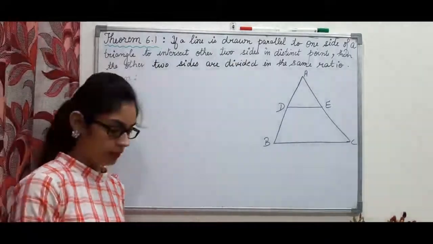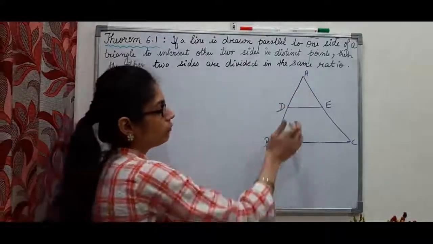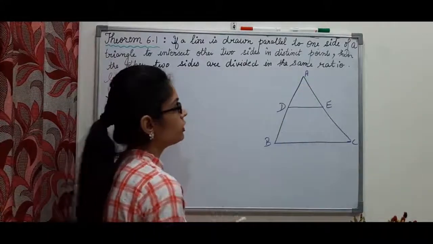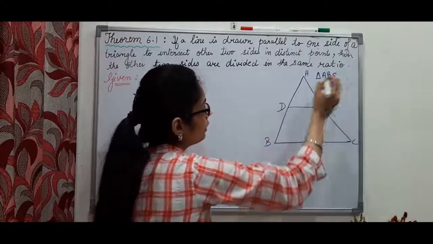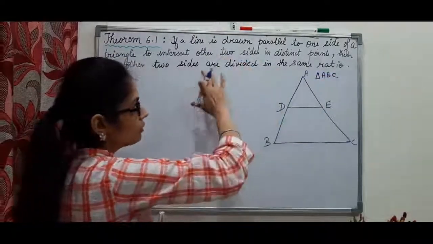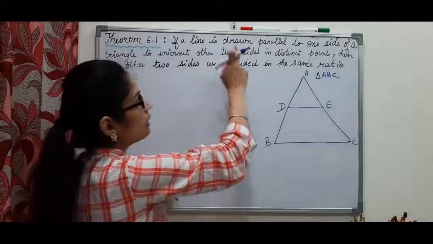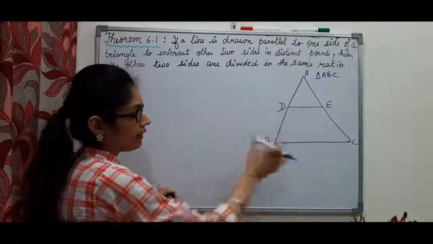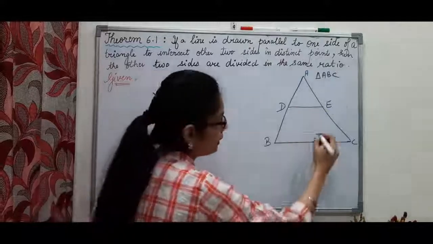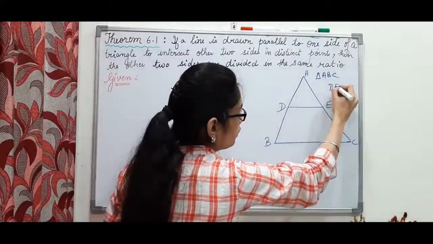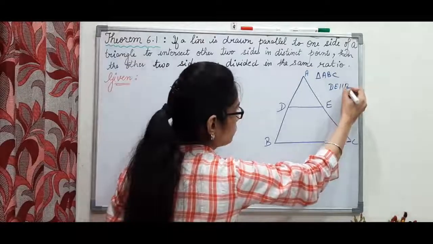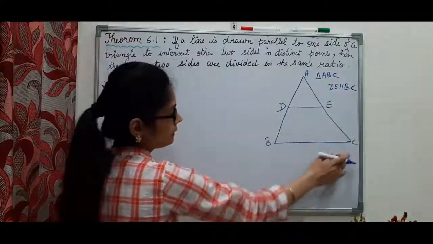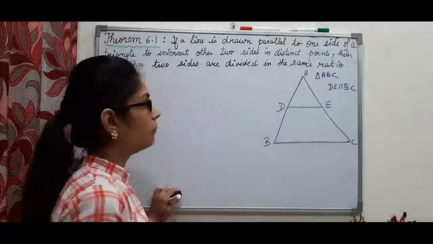So what is this? I have drawn one triangle, which I can say is triangle ABC. What they have given in the statement is that if a line is drawn parallel to one side of a triangle, so we have drawn line DE which is parallel to the third side of the triangle, which is BC, and it is visible that DE is parallel to BC. So this is given in the theorem.